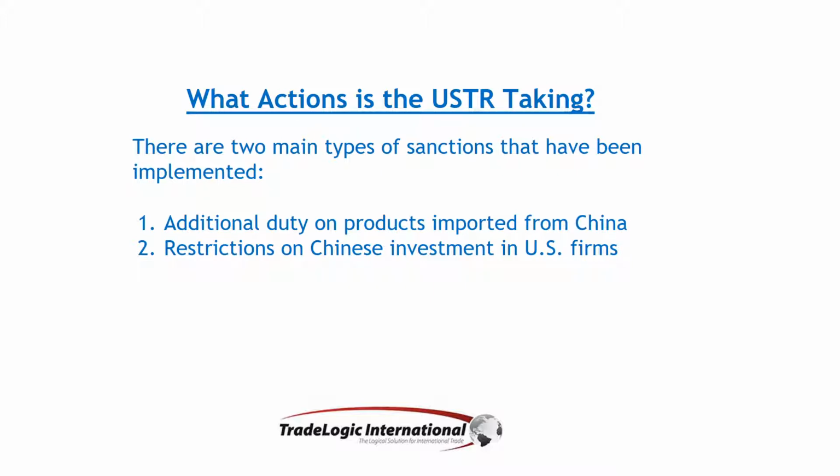Because of these accusations against China, the U.S. Trade Representative has implemented two types of sanctions. First, and the one that we'll talk about today, are the additional duties on products that are imported from China. The second sanction that has been put into place is a restriction on Chinese investment in U.S. firms.